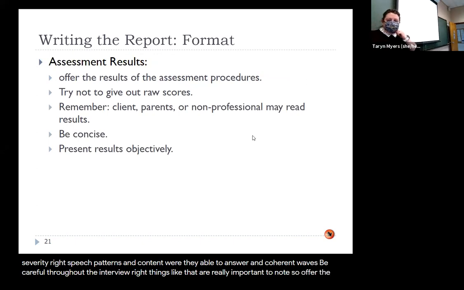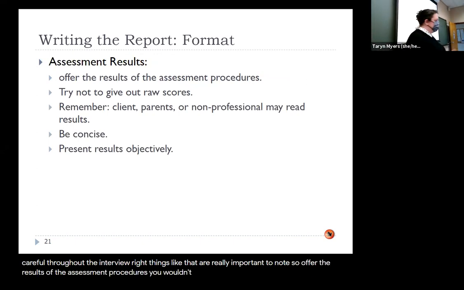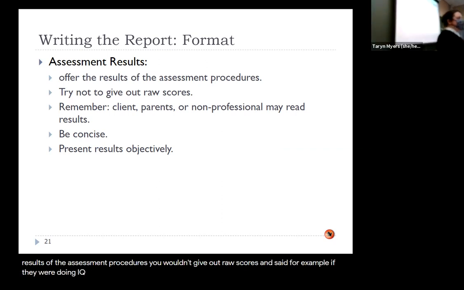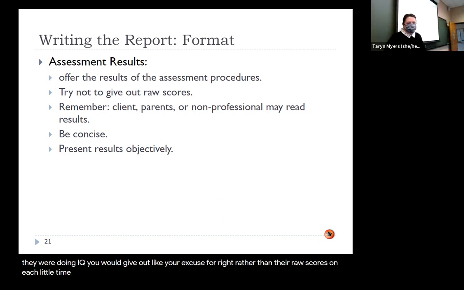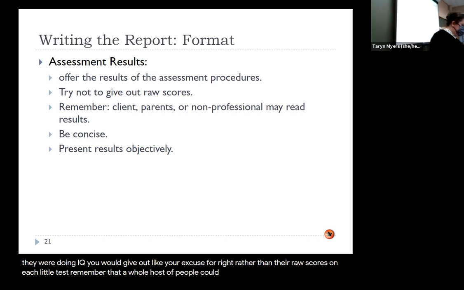So offer the results of the assessment procedures. You wouldn't give out raw scores. Instead, for example, let's say we're doing IQ, you would give out their IQ score, right? Rather than their raw scores on each little test. Remember that a whole host of people could get this test and read it.